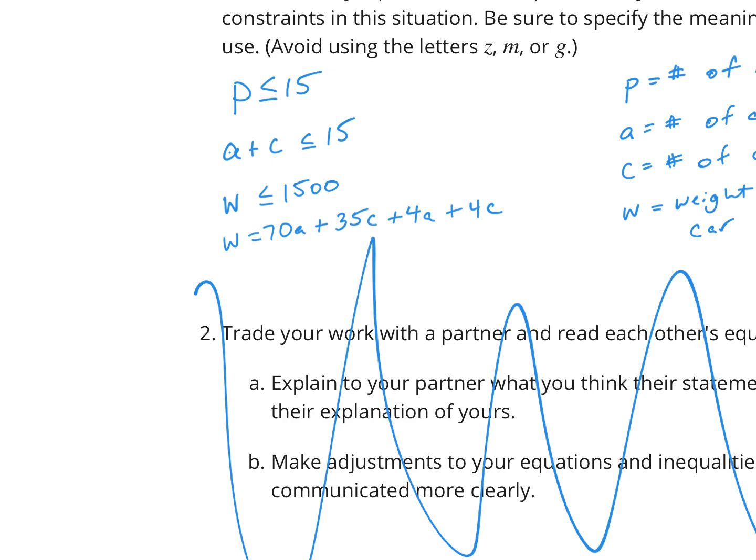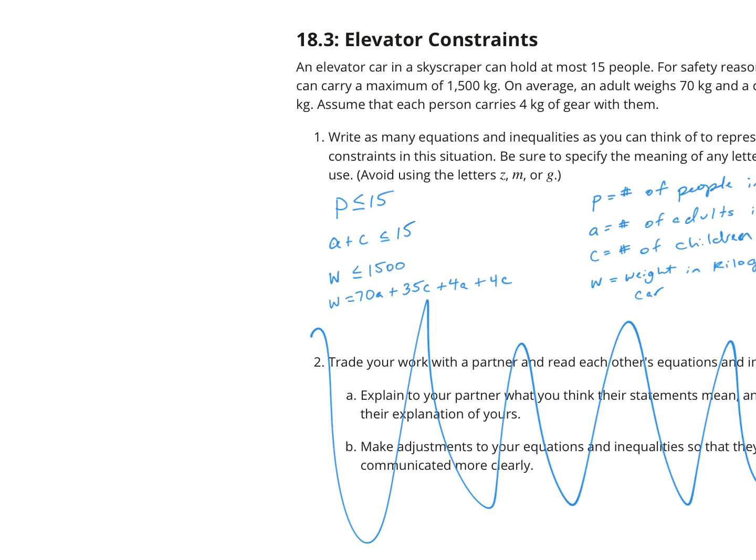You could also take part of this equation and turn it into an expression. So I'm going to write over here. You could say 70A plus, and actually I'm just going to go ahead and combine those. 74A plus 39C has to be less than or equal to 1,500. So those are all some potential inequalities and equations that you could write for this problem. So go ahead now, pause the video and go on to question 3.